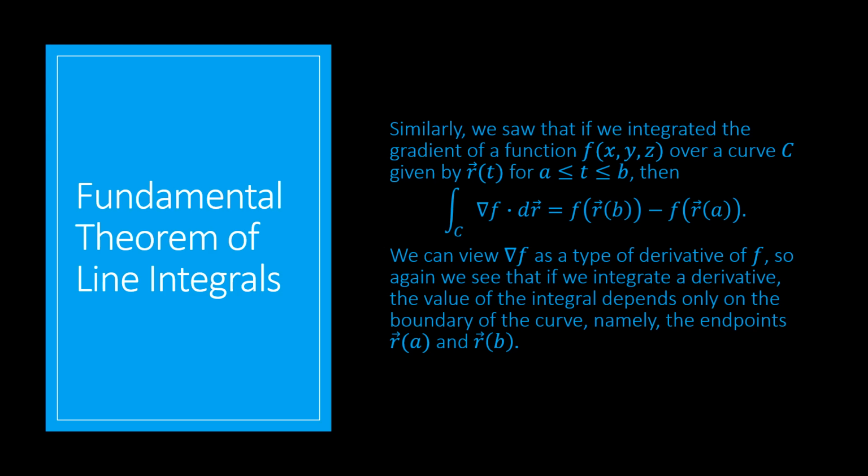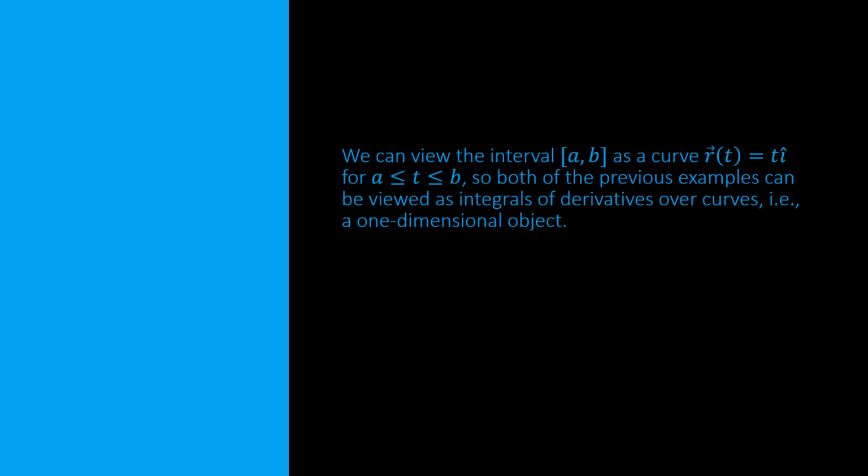Just to put this in the same framework, we can view the interval a to b as a curve. We just say r of t is equal to t i, and let t go between a and b, and that curve gives the interval a to b. So both of these examples, the fundamental theorem of calculus from Calculus 1 and the fundamental theorem of calculus for line integrals, are saying that if I integrate the gradient of a function over a curve, then I get the difference of the function at the endpoints.